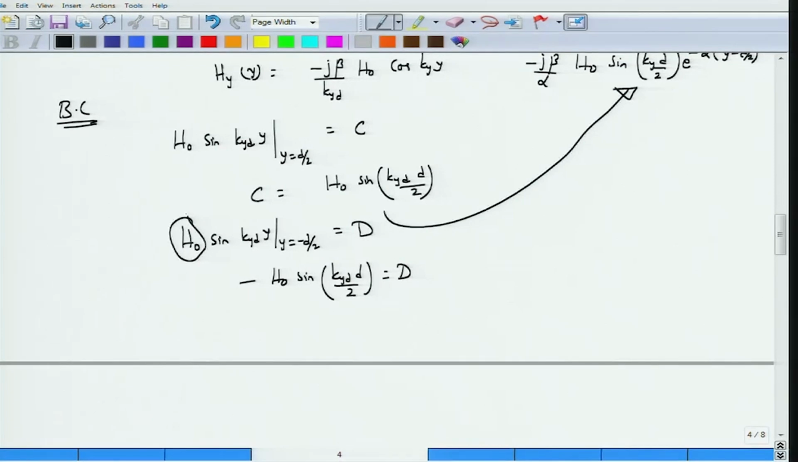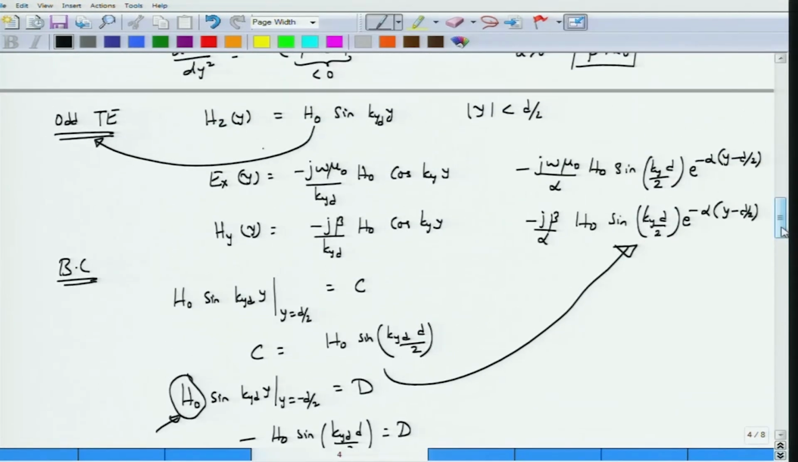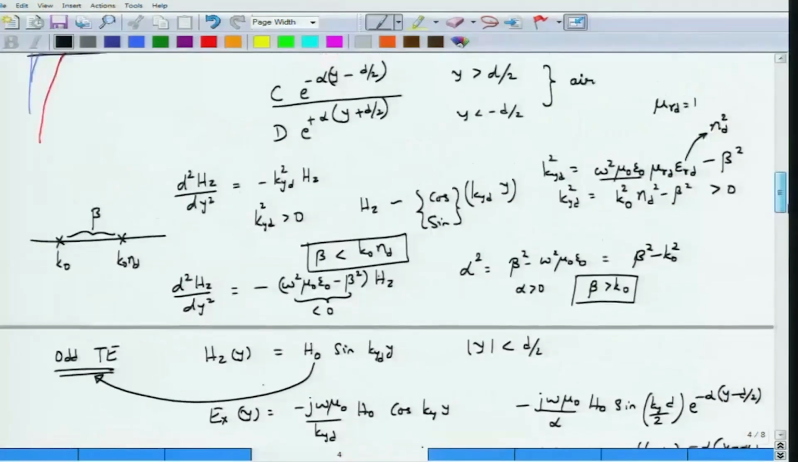Okay, so once we have determined everything, you can now clearly understand where H0 must be coming from. H0 comes from the total power normalization. What is the power that is actually carried by the wave, and that integral will tell you how to fix the value of H0. So we have figured out everything. We know how Hz looks like, we know how Ex looks like, we know how Hy looks like.